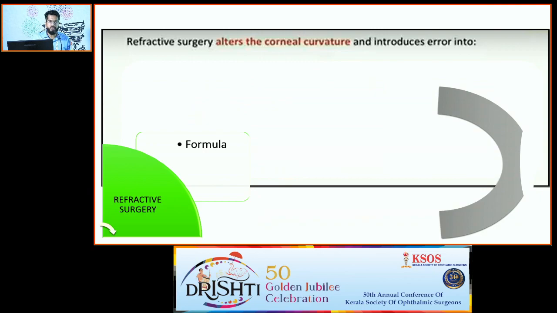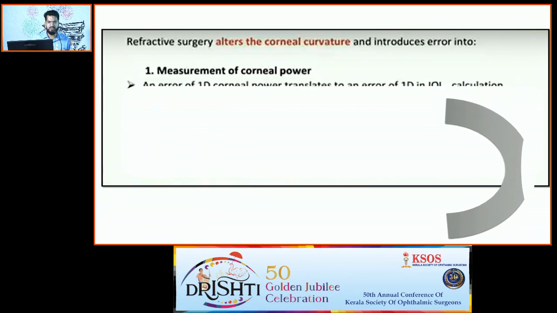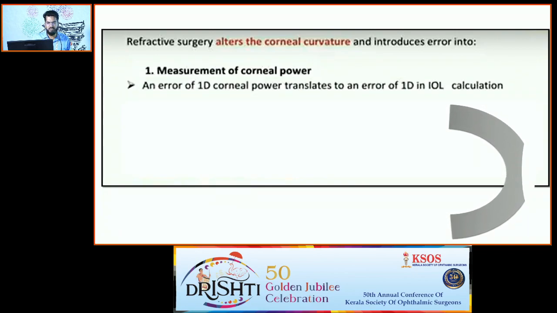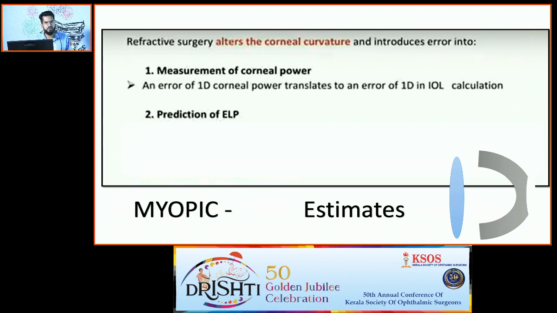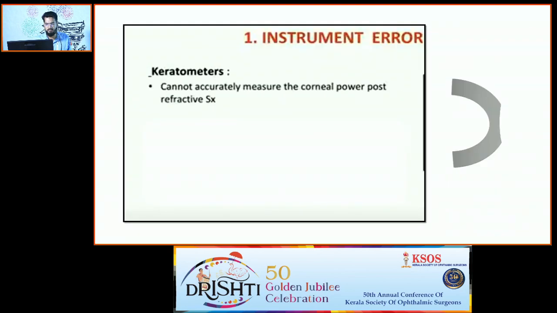Here the main two things you are dealing with are the compromised anterior corneal curvature, where a variation would result in a 1 diopter IOL error, and the difficulty in predicting what the effective lens position would be. So usually if it's a myopic patient who has undergone a refractive surgery, you can always end up predicting a hyperopic shift.